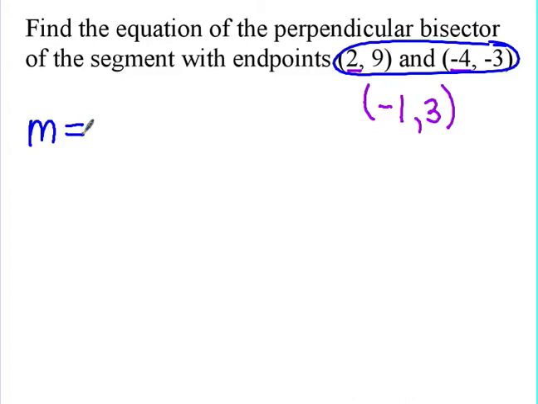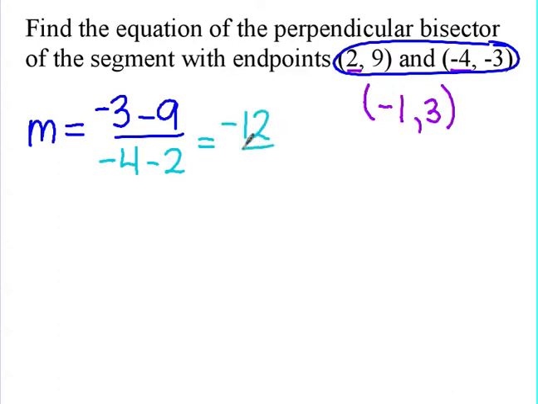I'm going to take what minus what on the top? -3 minus 9. Divided by, what am I going to do on the bottom? -4 minus 2. So what is -3 minus 9? -12. What is -4 minus 2? -6. What is -12 divided by -6? +2. Okay, so basically to find the slope, remember I just take y minus y, divided by x minus x.